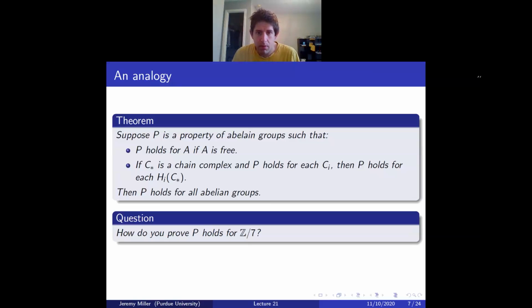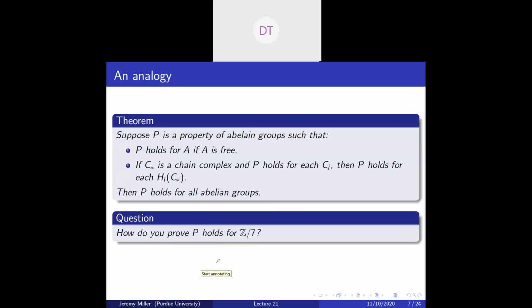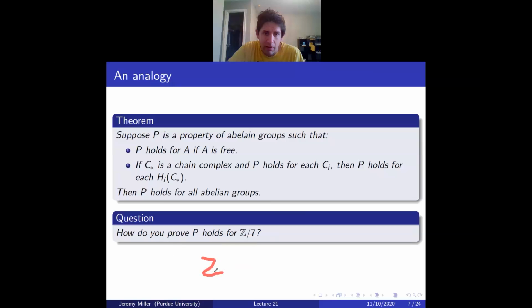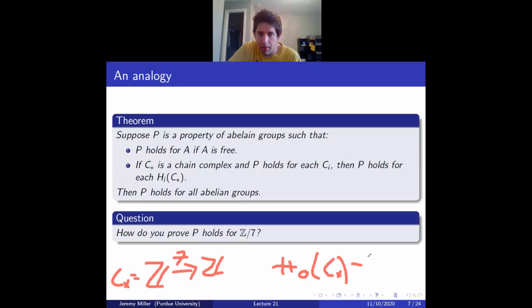Well, you construct a chain complex that has Z mod 7 as homology. So you're just like, okay, let's take Z, multiplication by 7, Z, everything else 0, and then H0 of C star is Z mod 7.